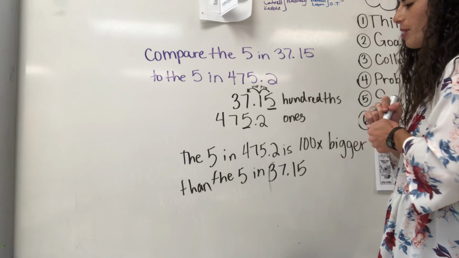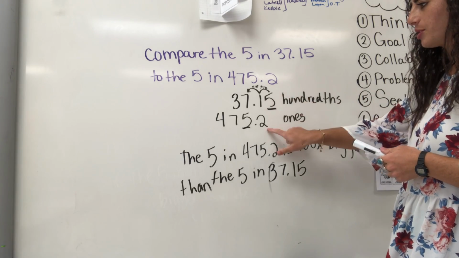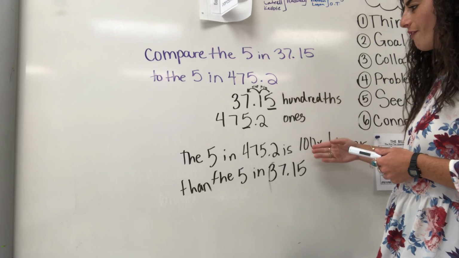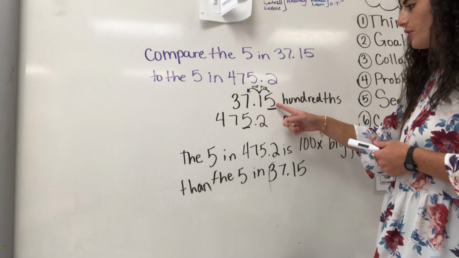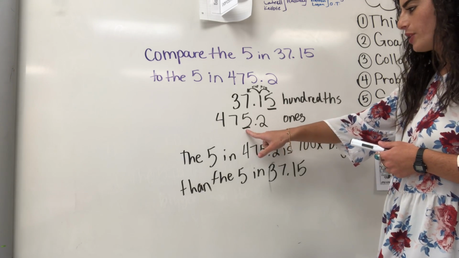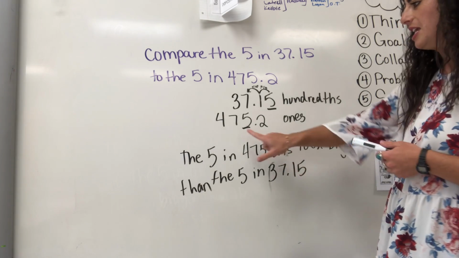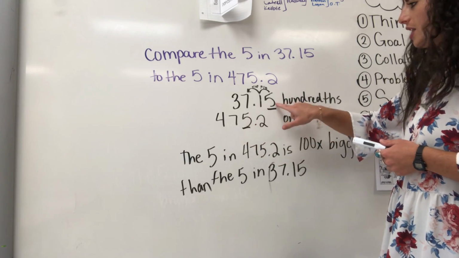So you compare it both ways. First, we compared this number to this number. It was smaller, so we had a fraction. Second way, we compared this number to this number, and we got a whole number, a power of 10, because this place value is bigger than this place value.